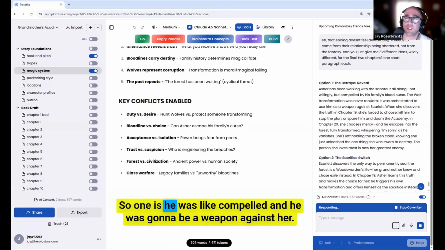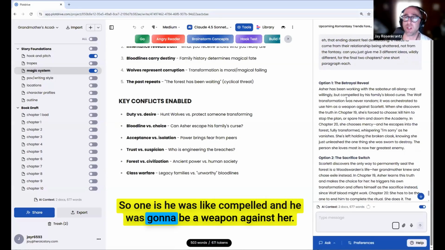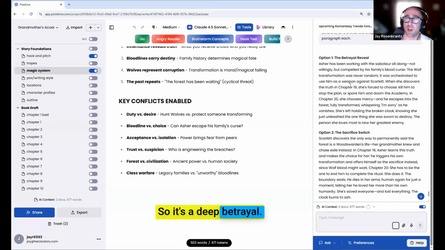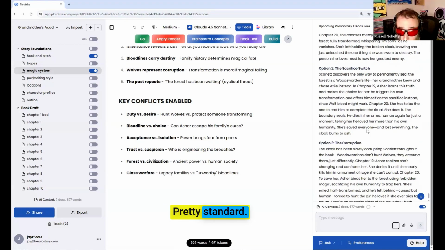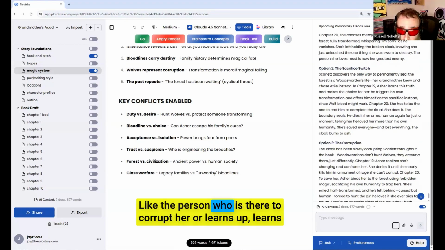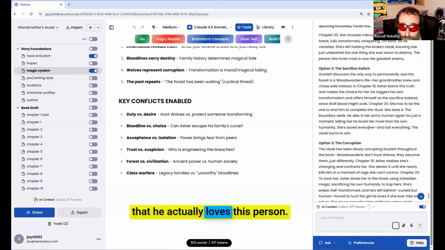Okay, so one is he was compelled and he was going to be a weapon against her, so it's a deep betrayal. That's pretty good, pretty standard. Like the person who is there to corrupt her learns that he actually loves this person. It's a classic enemies to lovers trope.